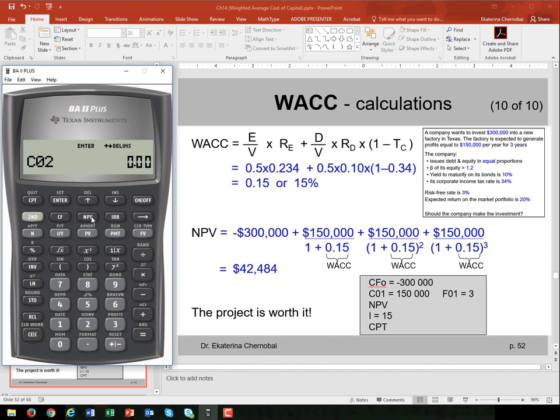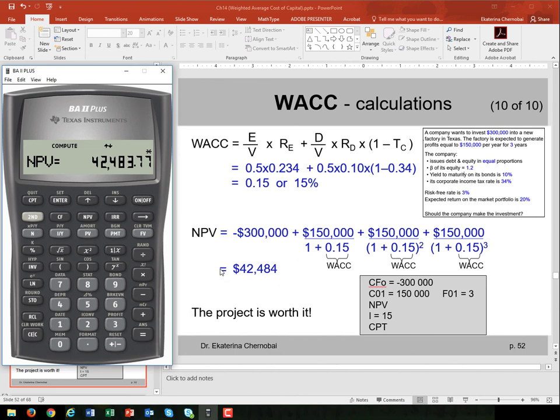Now I press NPV. The display asks me about the I, which is the interest rate or the discount rate. That's 15%, the weighted average cost of capital. I press 15, enter, down arrow key, and the last thing I press is the compute button, CPT. $42,483.77, or approximately $42,484, like I calculated on the slide earlier.